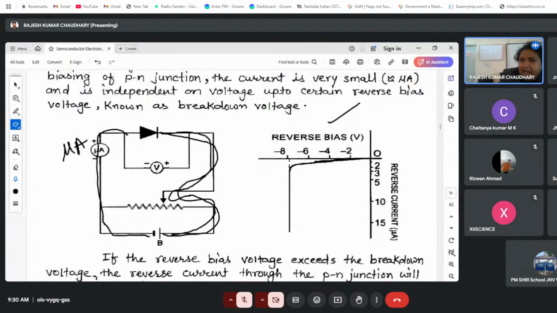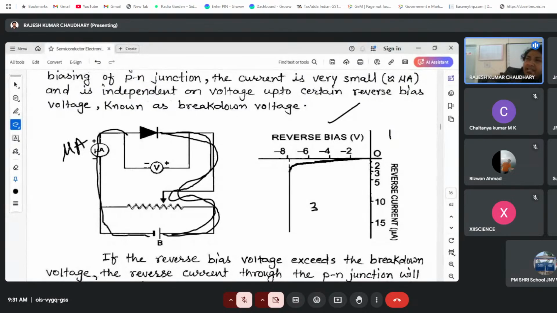So if I am using the first quadrant in forward bias, I have to use what? The third quadrant in reverse bias. So I am giving negative potential, and because of that, the potential barrier will be widened. But at one time there will be a point when we are applying so much force due to the voltage that atoms will break down.